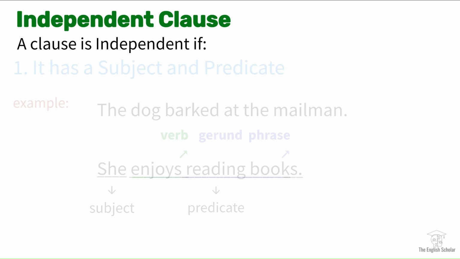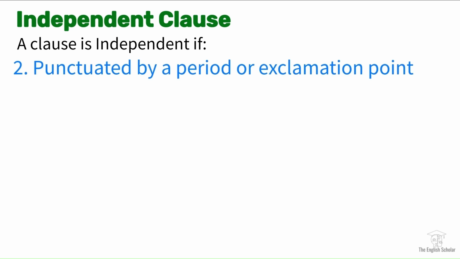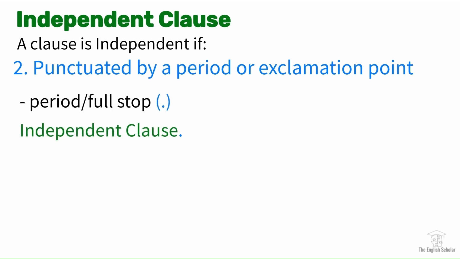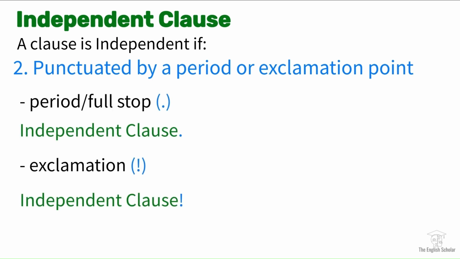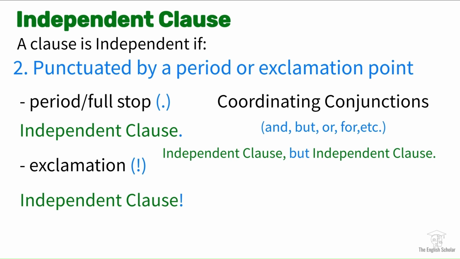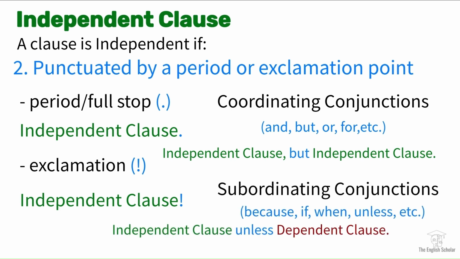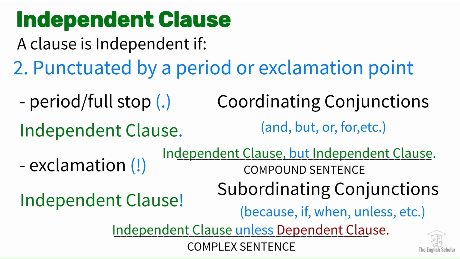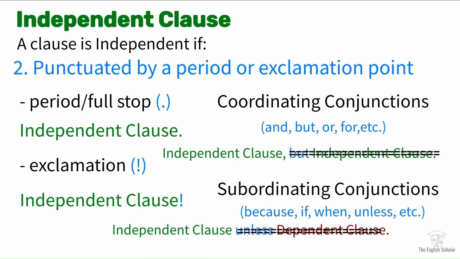The second indication of an independent clause is the punctuation. Independent clauses are usually punctuated by a period or a full stop or an exclamation point when they are used as separate sentences. They can also be connected with coordinating conjunctions such as and, but, or, for, and more. They can also be connected with subordinating conjunctions such as if, when, unless, because, and so on, to form compound or complex sentences. But even if we do not connect them to another independent clause or dependent clause, they can still stand on their own.